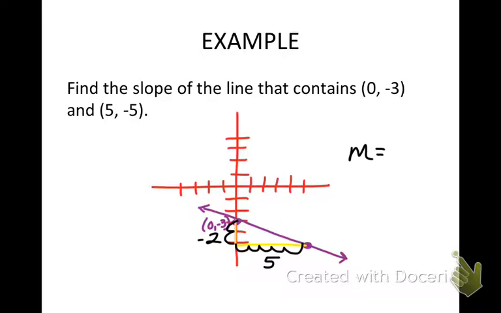Does anybody know what variable we use to represent slope? m. We'll get to that tomorrow. m is, y equals mx plus b, yeah, we will get there. Not tomorrow, but we'll get there eventually. So a lowercase m you can use to represent slope. So we'll say our slope is -2 over 5.